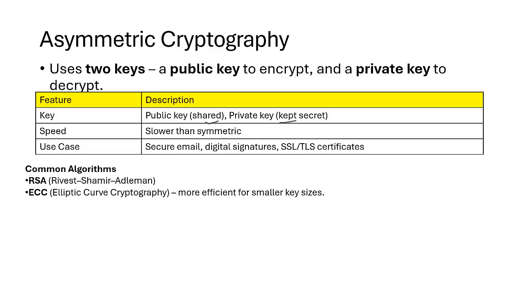In more layman terms, you're sharing your account number, that is a public key. You can share it with anyone, but you will not share the PIN or the password to open the net banking account, because that is your private key. So the public key is shared, the private key is kept secret. It is slower than symmetric, definitely, because one key is required to encrypt the data and another key to decrypt the data. The use cases are securing email, digital signature, and SSL certificate.